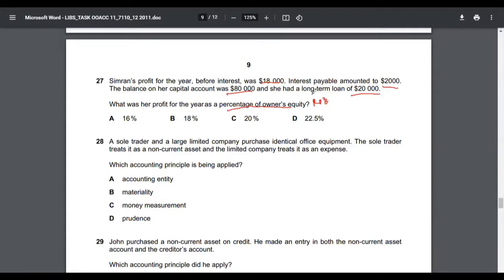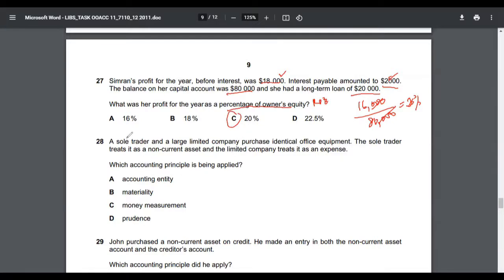That would be net profit over shareholders' equity. So my net profit before interest is $18,000 and my interest is $2,000. So my net profit after interest would be 18,000 minus 2,000, which is 16,000. 16,000 divided by 80,000 would give me a return on equity of 20%. So my correct answer to multiple choice 27 would be option C.